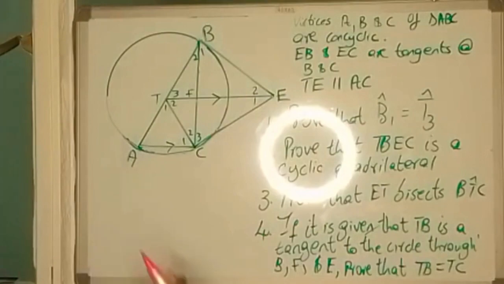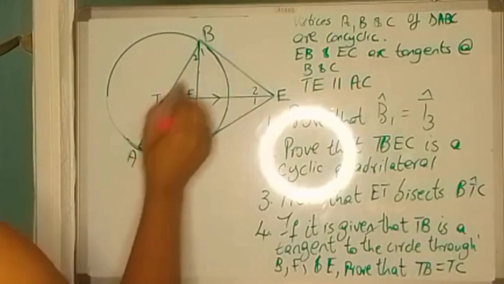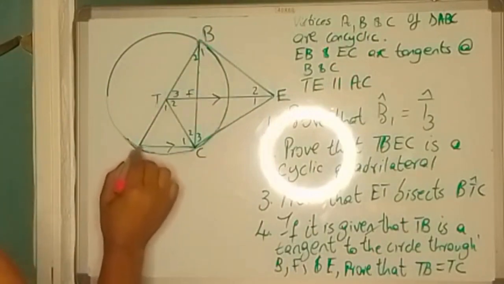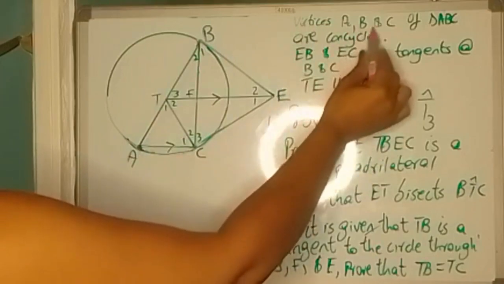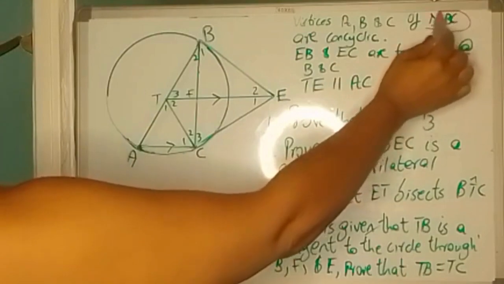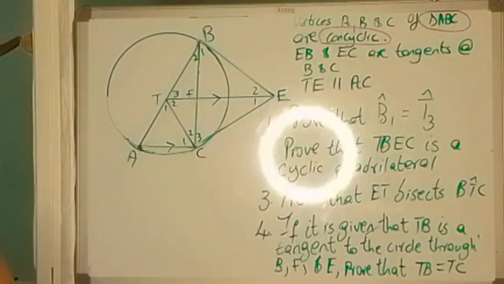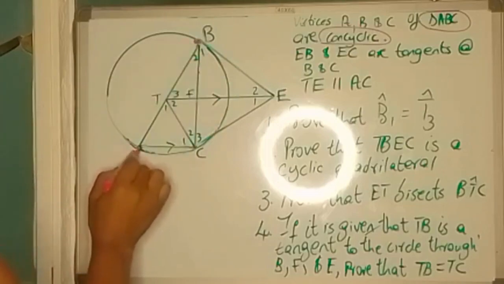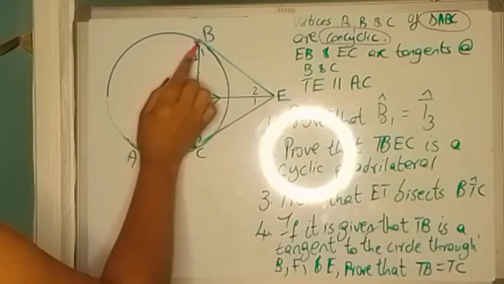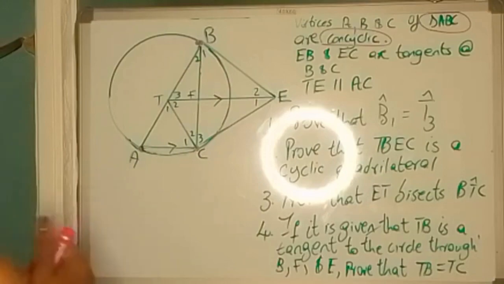In this one, we are told that vertices A, B, and C. Okay, so a vertex is a corner. So we have a corner A, B, C. We are told vertices A, B, C of triangle ABC are concyclic. Don't be scared of that word concyclic. What concyclic means is that a point is on the circumference. So since A is on the circumference, it's concyclic. Since B is on the circumference, it's concyclic, and C on the circumference means it's concyclic.